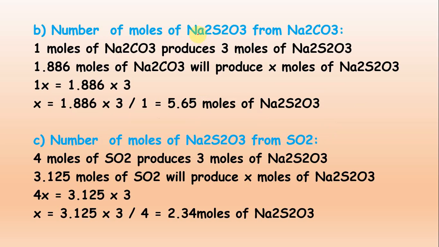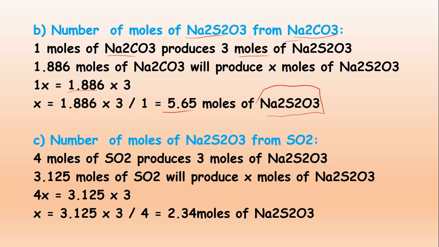How many moles of sodium thiosulfide can be produced by the sodium carbonate? In a similar way, 1 mole of sodium carbonate will produce 3 moles of sodium thiosulfide. So similarly we write the equation 1x is the moles multiplied by 3. So x will be equal to 1.886 multiplied by 3 divided by 1, 5.65 moles of sodium thiosulfide will be produced by the sodium carbonate.